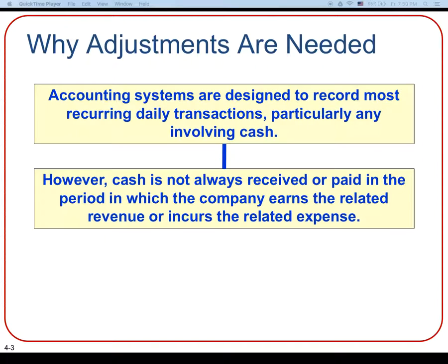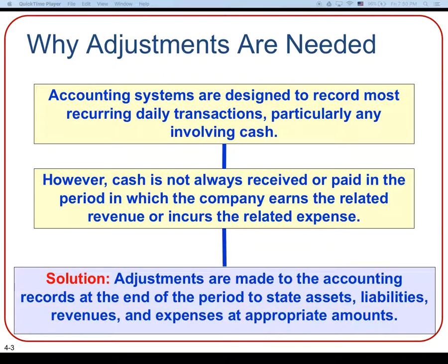We also learned from Chapter 3 that a lot of the time cash is not received or paid at the same time when the company earns the revenue or incurs expense. If you recall in Chapter 3, we talked about these cases, right? A lot of the time you have to either record the revenue first before you receive the cash, or you record that you received cash first before you can actually record your revenue, right? That's a lot of cases.